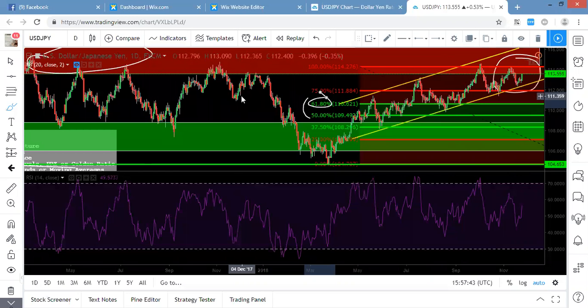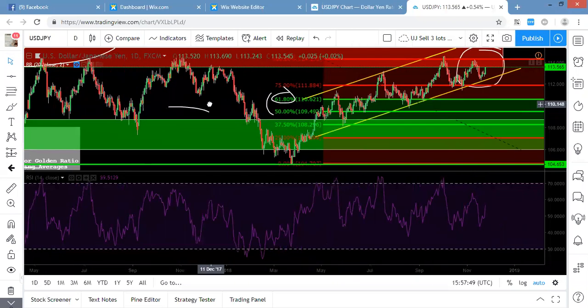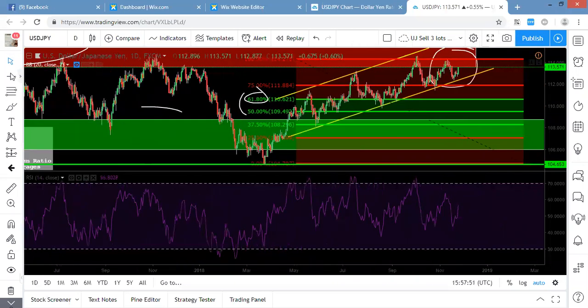So let's take a look at a couple examples of price bouncing off the 61.8. If we look at our 61.8, we grab the brush here, you can see that price respected it here. Price respected it here and went down, right? Price respected it here again and pulled back a little bit.